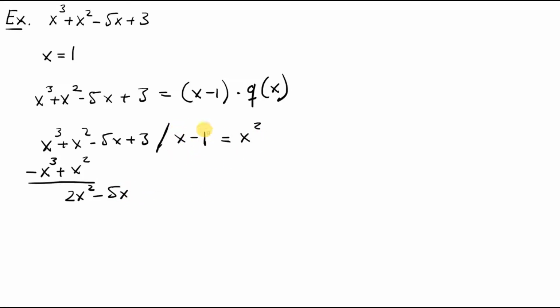Then, how many times does this go into 2x squared? Then we can write here 2x. Since 2x times x, that is 2x squared. And then we subtract. 2x times minus 1, that's minus 2x. And then we subtract, so it becomes plus. So this is 3x. And then moving down finally, the 3.